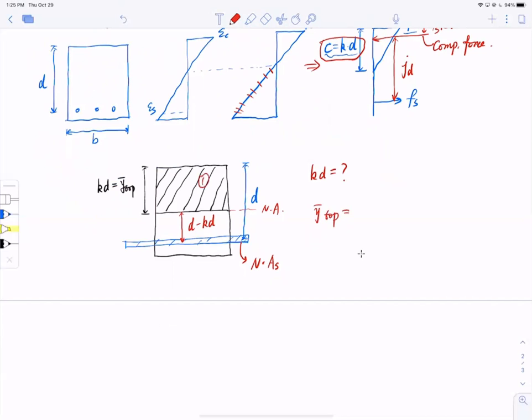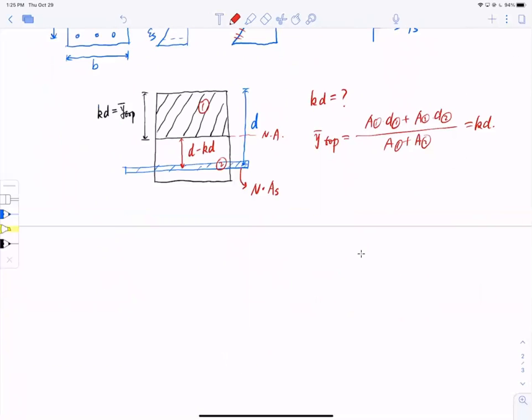So what we're gonna do is we know that y top, remember, if say this is 1, this is 2, equals A1 D1 plus A2 D2 divided by A1 plus A2. And we know this is KD. Essentially, I can solve for KD. Let me just plug in the numbers. So KD equal to y top equals A1 area. This is width B, and the area is B KD, and the distance between the center of this block and the top is essentially just KD divided by 2. And then plus the second part, which is the blue converted one, is NAS.